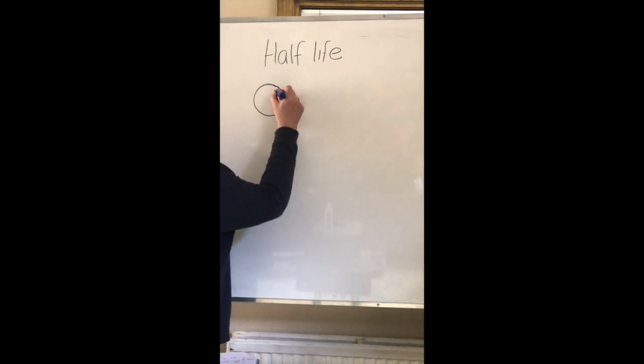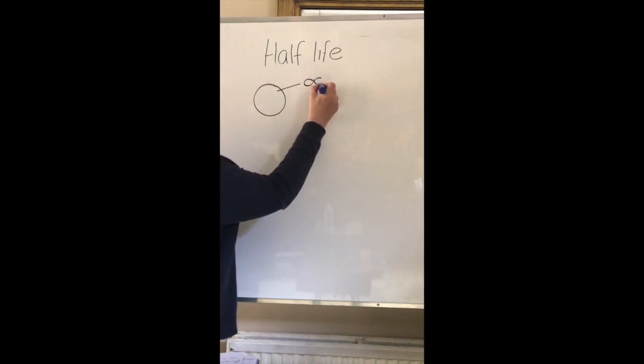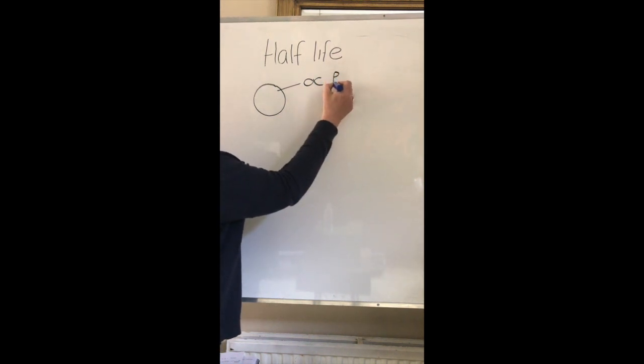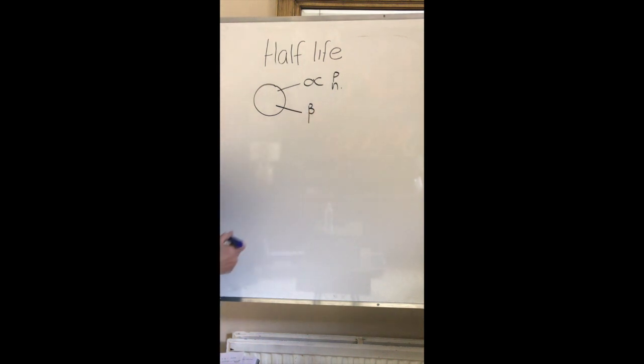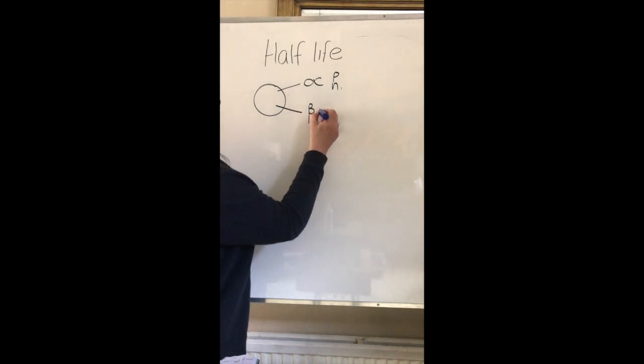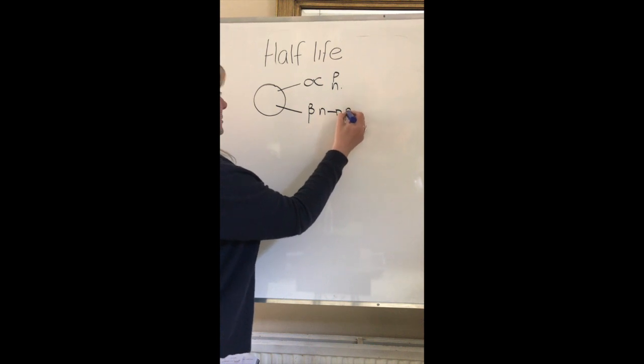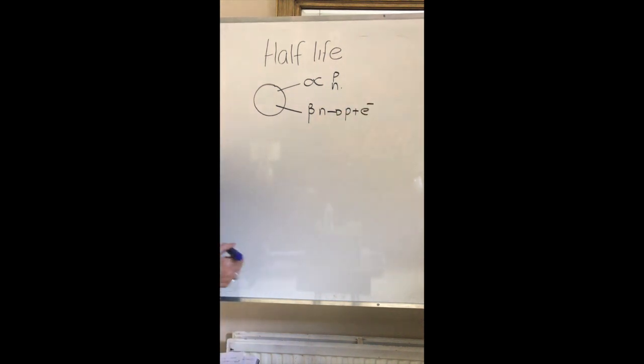And we know that some nuclei will decay by alpha, losing protons and neutrons. And we know that some nuclei will decay by beta, losing a neutron and turning into a proton and an electron, the electron being ejected from the nucleus. So that's what we've done so far.